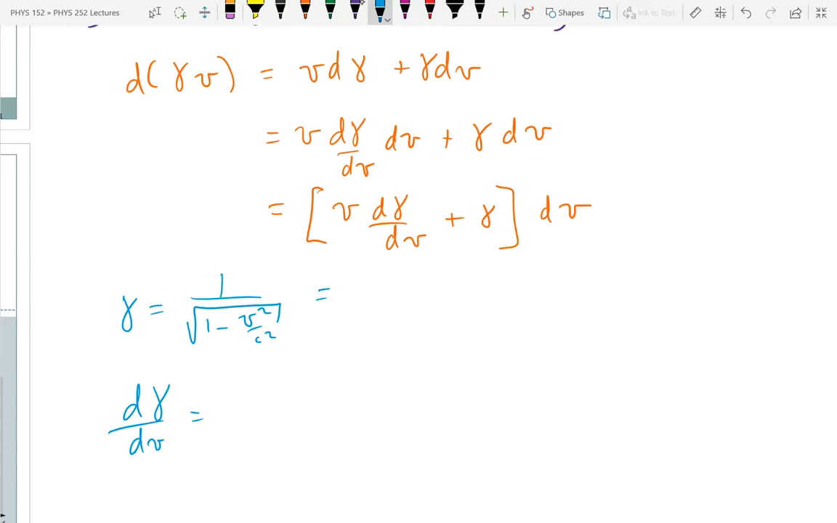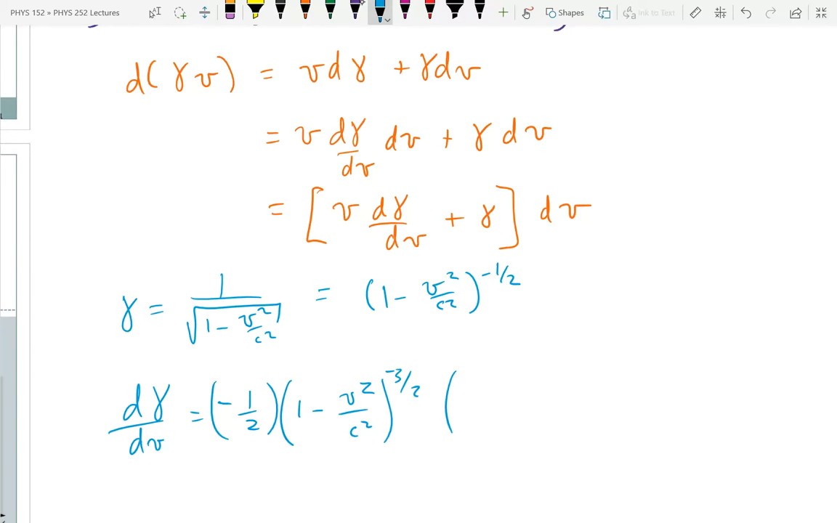I'm going to rewrite this just to make it simpler. There's another way of writing gamma to make life easier. So it'll be -1/2 parentheses stuff to the -3/2 times -2v over c squared. Right.